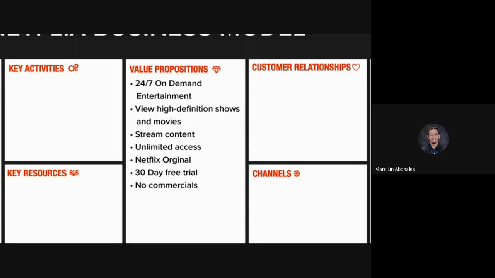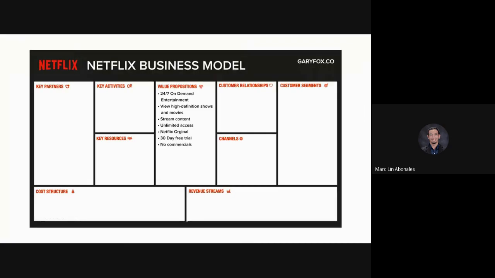And then also kung sa Netflix man good is anytime pwede nimo ma-access ang mga movies or TV series, especially sa Netflix. That's why it is a 24/7 on-demand entertainment. Okay, so that is for the value proposition.